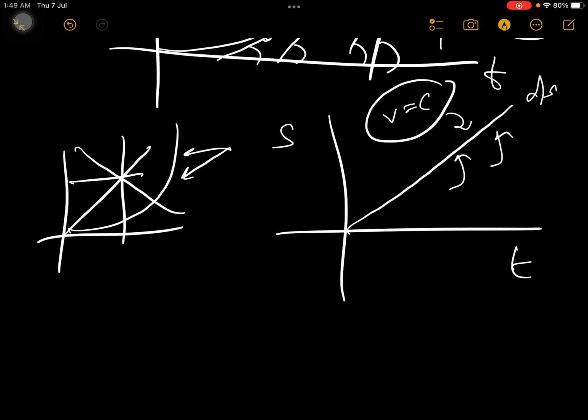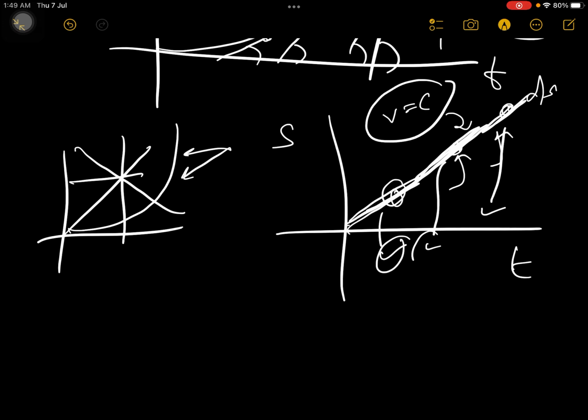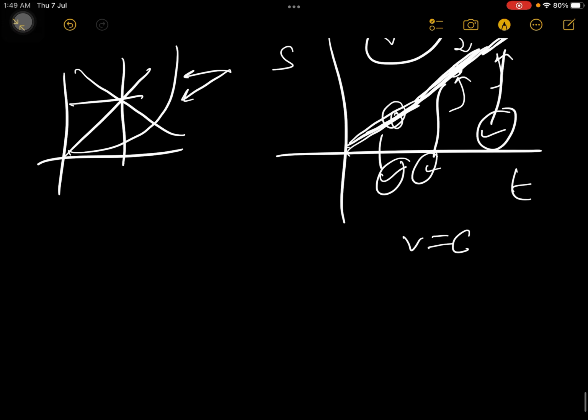Because your slope is constant. At this point you draw a tangent, it will be the same line. At this point draw tangent, same line. It means everywhere you will be having the same slope. Same slope means same velocity everywhere. If velocity is the same, it means velocity is constant, and if velocity is constant, it means acceleration is zero, correct?